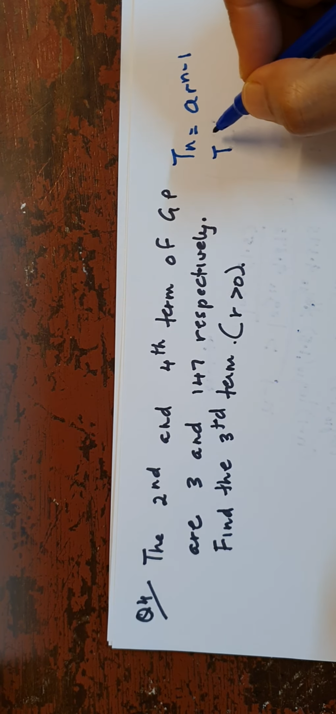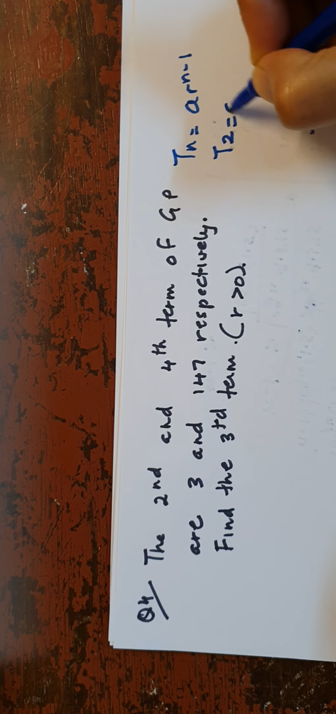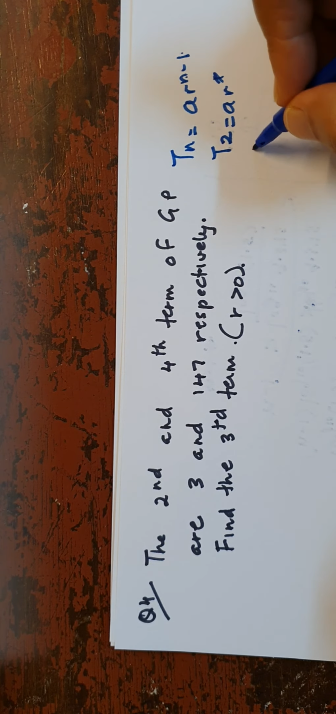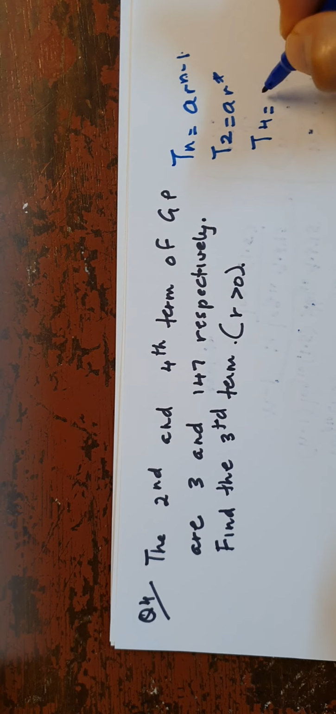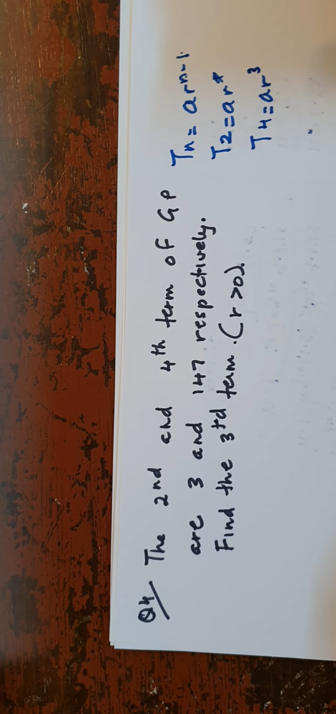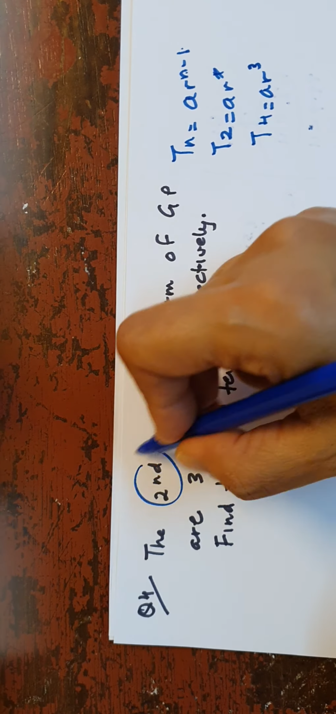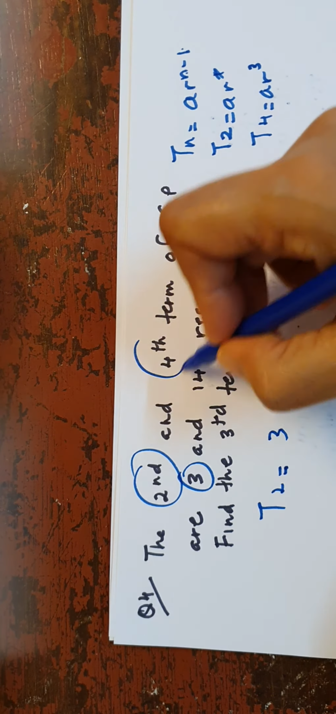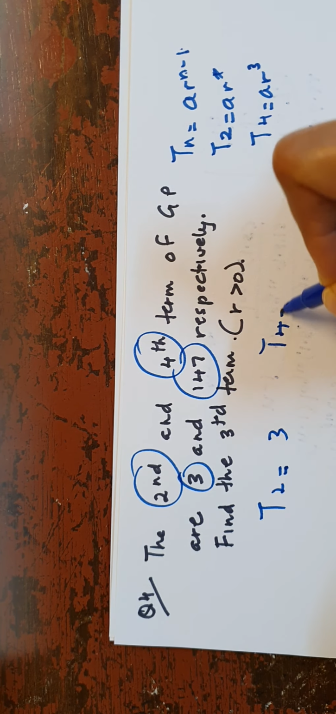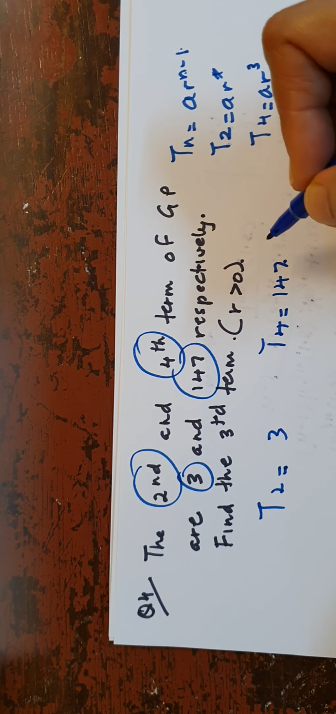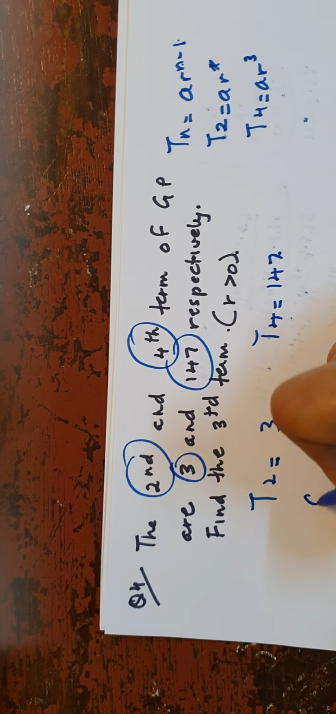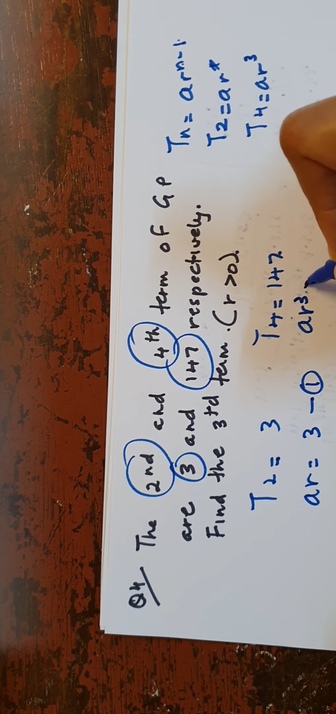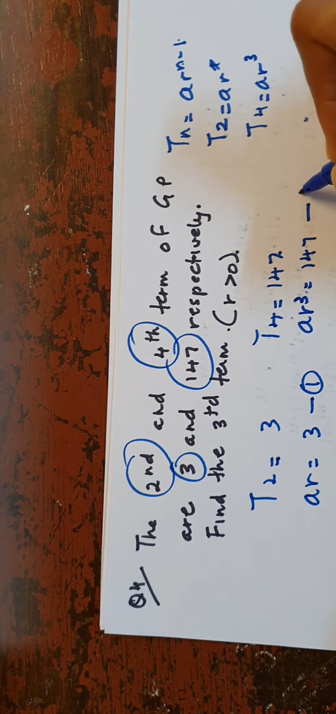After a while, you should be very familiar. So if I want to find T2, it is ar^(2-1), power 1. No need to write the 1. If I want to find T4, it will be ar^(4-1). The second term, T2, equals 3. And the fourth term, T4, equals 147. So what is your T2? ar equals 3, equation 1. ar^3 equals 147, equation number 2.